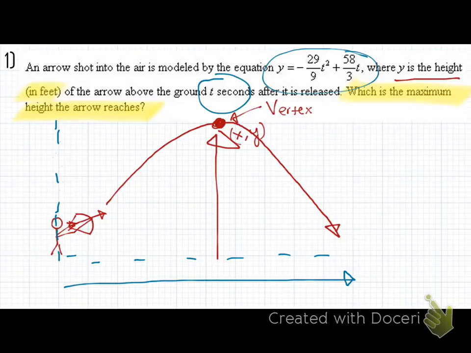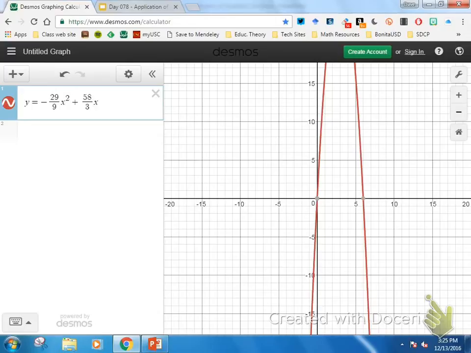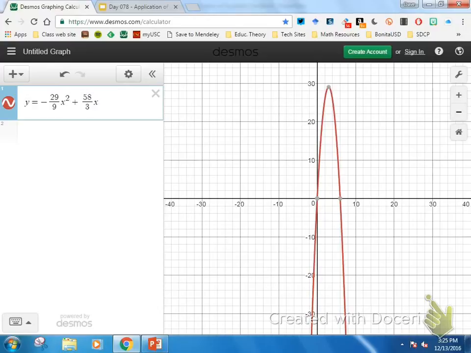Now I'm going to go back to my graphing calculator here. So give me a moment. Okay, so I went into Desmos and I plugged it in and I graphed it, right? And you could see it kind of looks like our little example, right? I'm kind of zoomed in too far, so I'm going to zoom out. And I could see what's happening here, right?